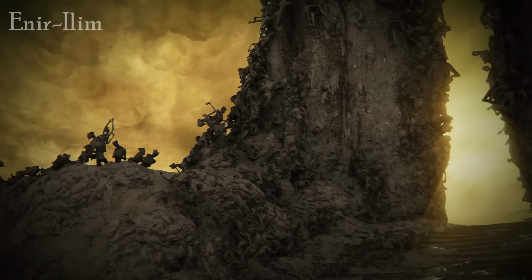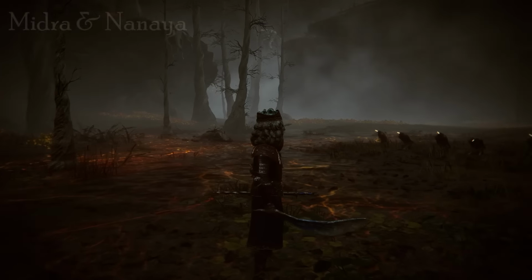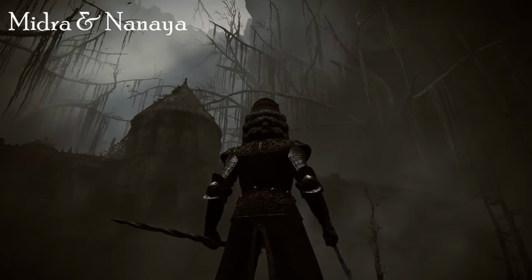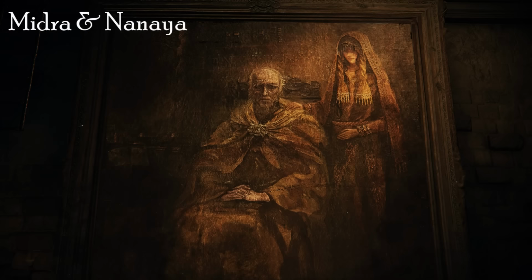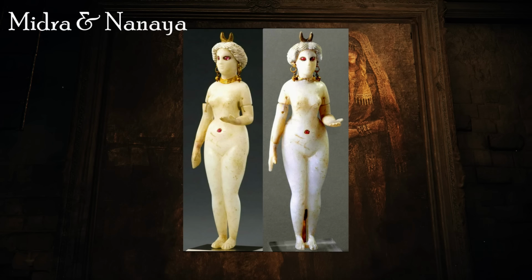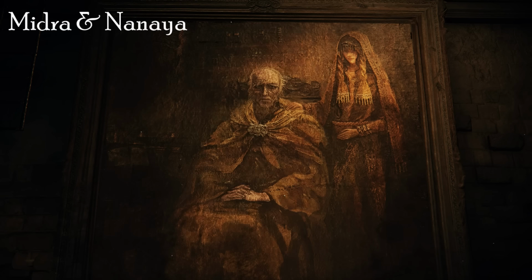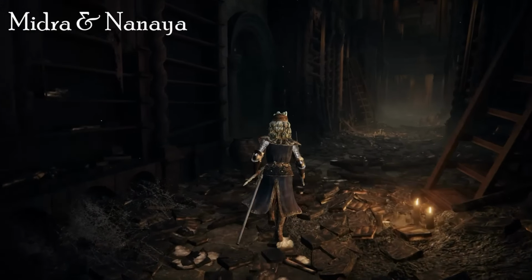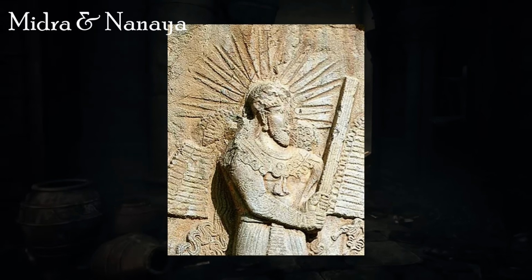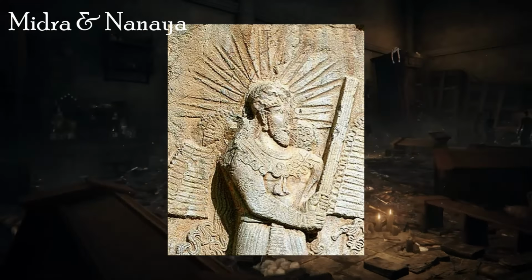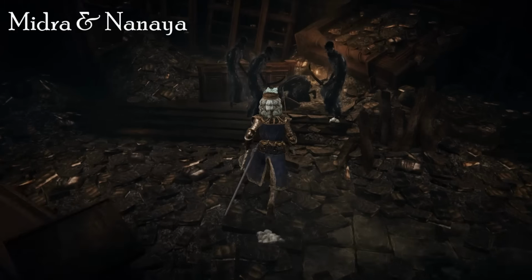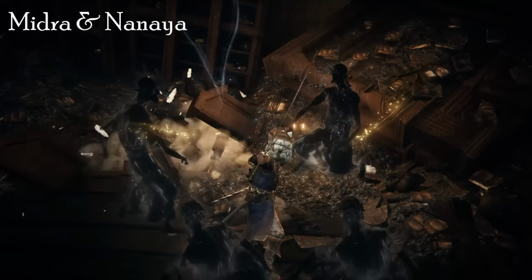Another Akkadian reference is to be found in one of the more unexpected places, namely Midra's manse. Nanaya, depicted here in the portrait, takes her name from the Mesopotamian goddess of love. Midra or Mithra are valid spellings of Mithras, a deity from the Old Persian Zoroastrian religion and an all-seeing god of light. The root of his name, which means binding, also makes him the god of oaths.